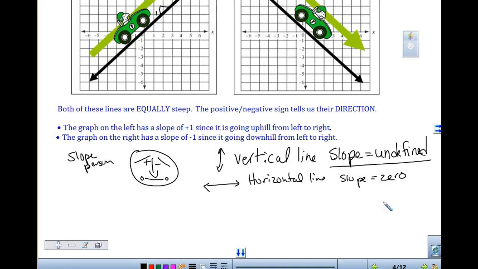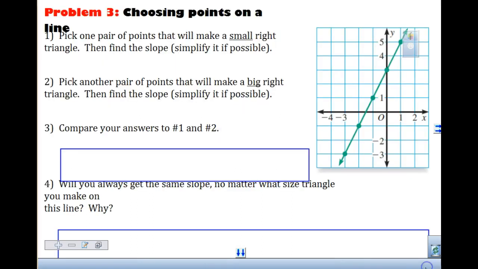But drawing this picture will help you make sure you don't lose points when I ask you for the slope and it's negative and you tell me a positive number, or you tell me a negative slope when it should be positive. Anytime a line goes down to the right, it's going to be negative. Anytime a line goes up to the right, it's going to have a positive slope. Okay?